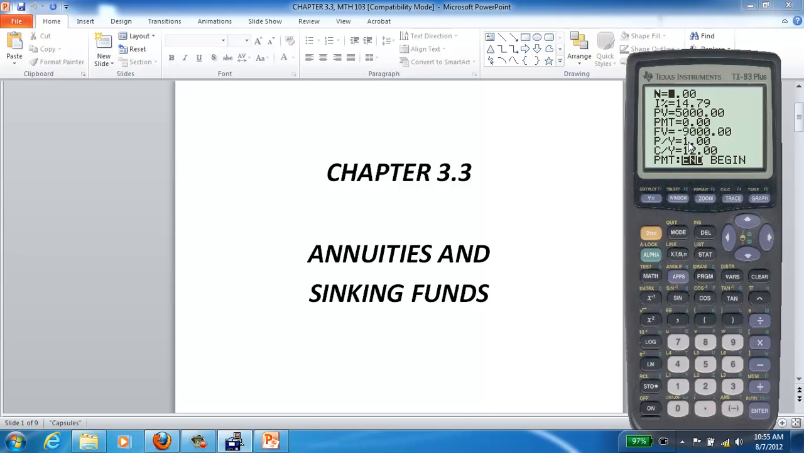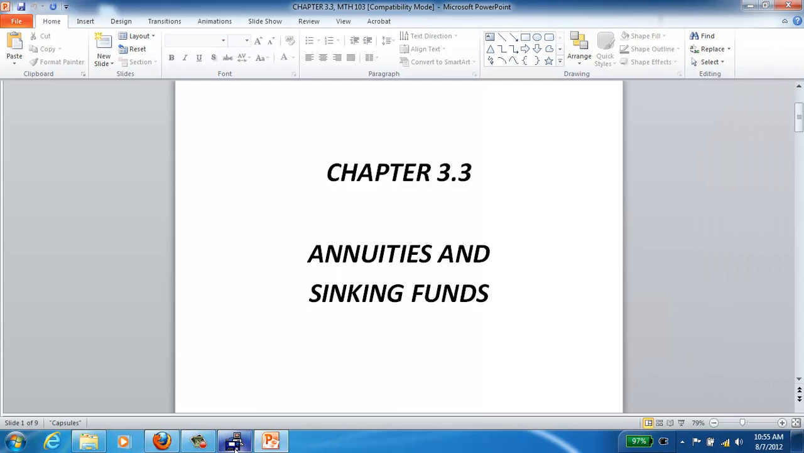One more thing I want you to notice is that n is going to be the number of years times the number of payments per year. So if you have 10 years and you make 12 payments per year, 10 times 12 will be 120. If you have 5 years and the payments are quarterly, 4 times per year, 5 times 4 will be equal to 20. So let's start with annuities and sinking funds.